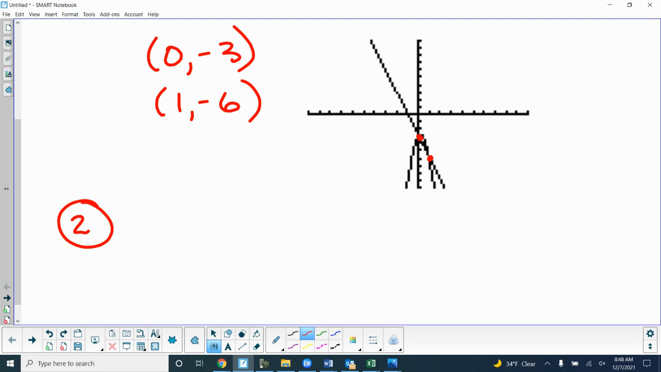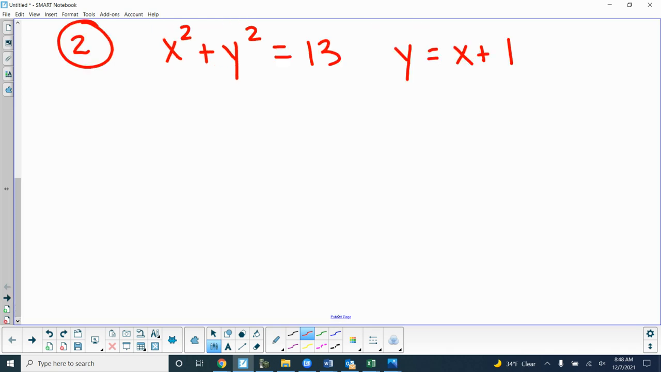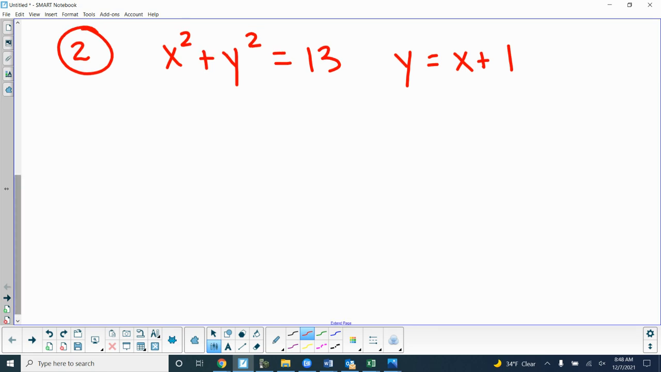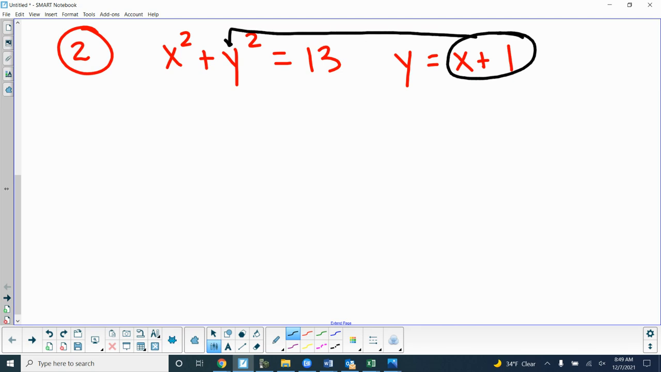Number 2 was solved by substitution problem. Another system. All right. This system had a circle and a line. Okay. So that's our system here. So the y is already by itself. So we take whatever y is and put it in to the circle equation for y. All right, put it in that spot. And then we just do the math.